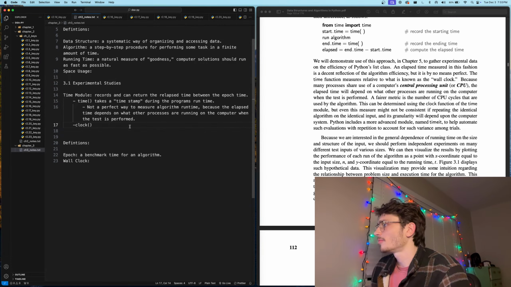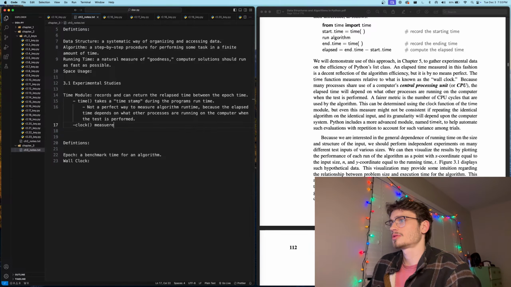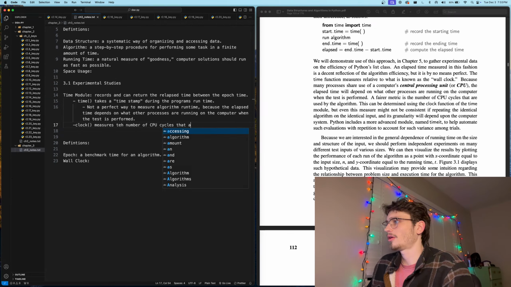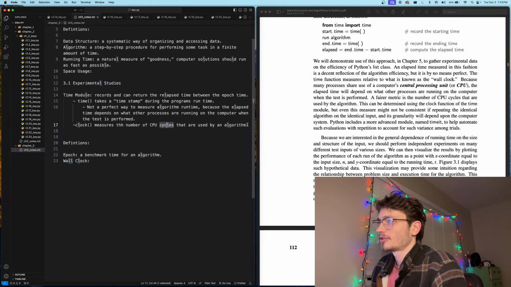So this measures the number of CPU cycles that are used by an algorithm, right? Measure the number of CPU cycles that are used by an algorithm.